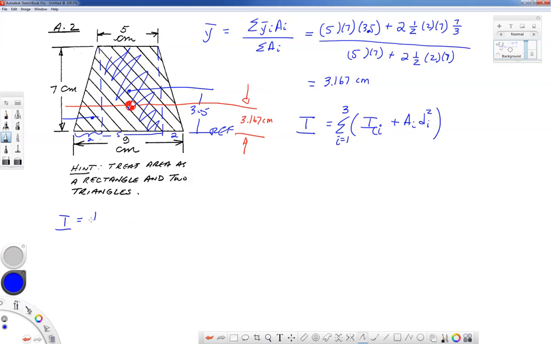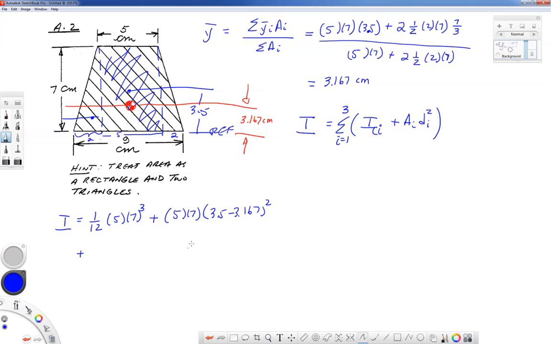The central rectangle has a moment of inertia of 1/12 the base times the height cubed. But now we need to transfer it from its own centroid to the centroid of the cross-section. We're going to multiply it by the area, 5 by 7, and then the distance of 3.5 minus 3.167 squared.